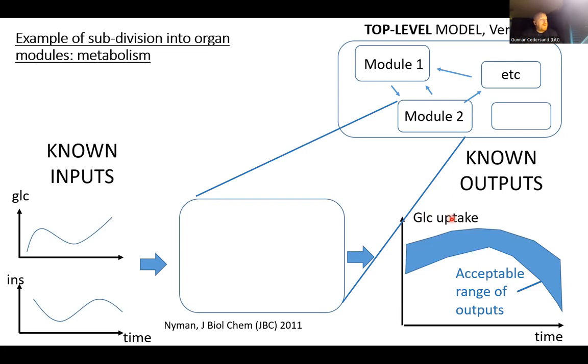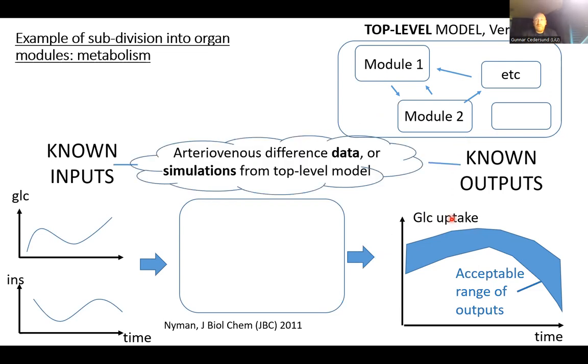And these type of data can actually be measured. There are a few groups in the world that can do that, and that's called arteriovenous difference data, where you sample blood going into the tissue and you sample blood going out of the tissue. But in many cases, you're also perfectly happy to work with simulated data, because you want to simulate the model in a modular way. And then many things are the same. So the important thing is that you know the input, you know the output, either by measurement or by simulations.